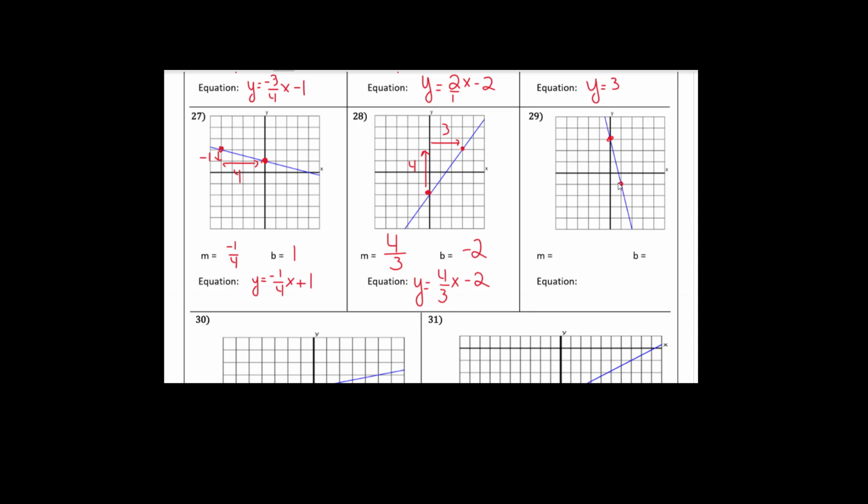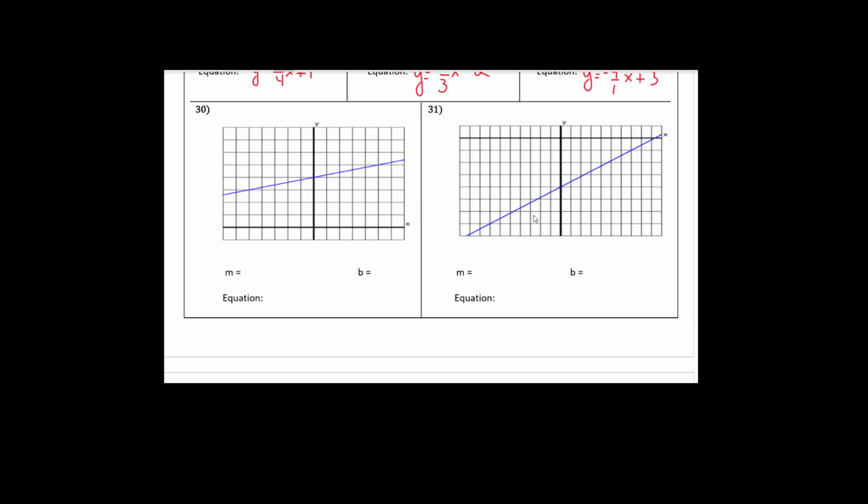Here's a good point. Here's not a good point. The rise is negative 4 and the run would be 1. So this would be negative 4 over 1. The y-intercept is at 3. So the equation would be y equals negative 4 over 1 x plus 3. You don't really have to write the 1, so if you wrote y equals negative 4x plus 3, that is also correct. Okay, last two problems.